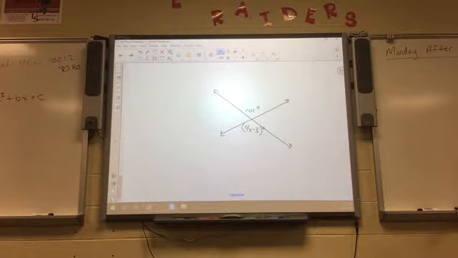Alright, so how would I solve this? If I'm trying to solve for x, what do I need to do?